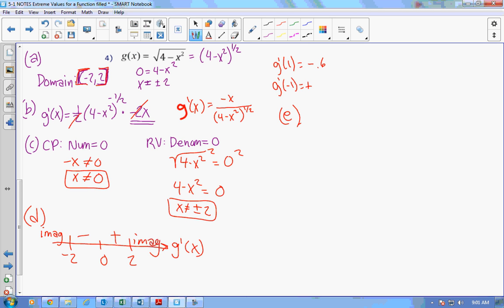They'd both be relative maxes. The -2 and +2 come out the same. Yeah, so I'll have to see. Where's my calculator?